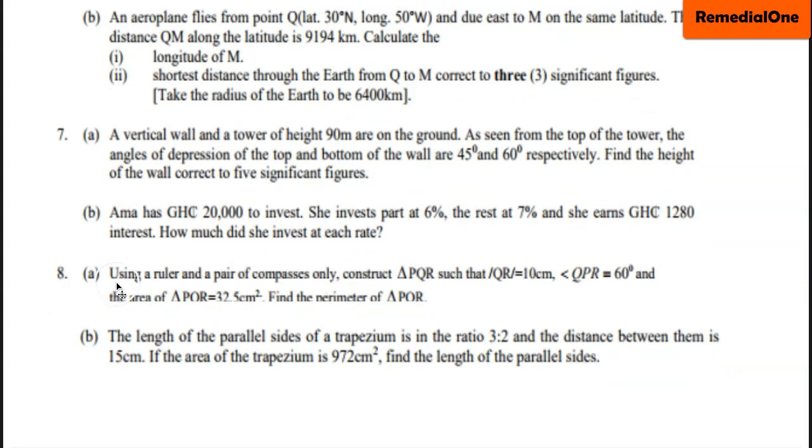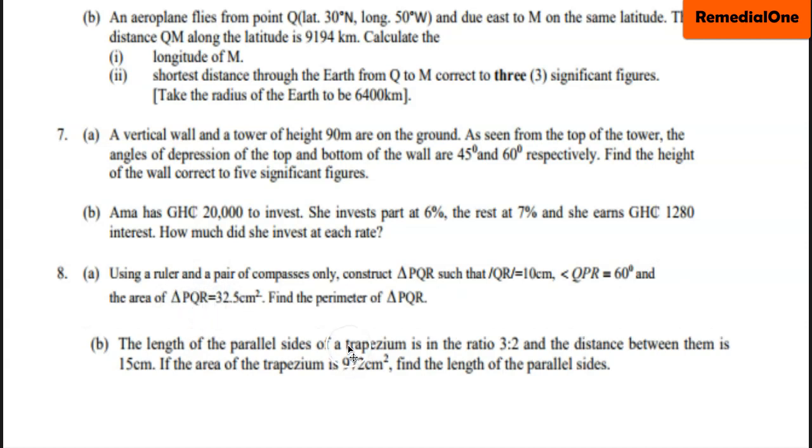Question 8. Using a ruler and a pair of compasses only, construct triangle PQR such that QR is 10 centimeters, angle QPR is 60 degrees, and the area of triangle PQR is 32.5 centimeters squared. Find the perimeter of triangle PQR.